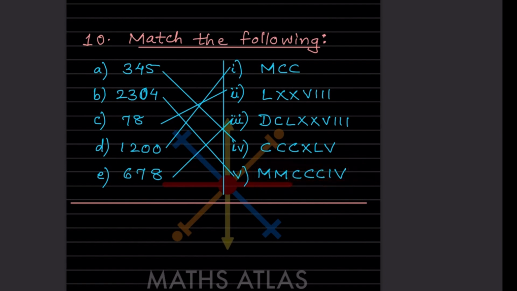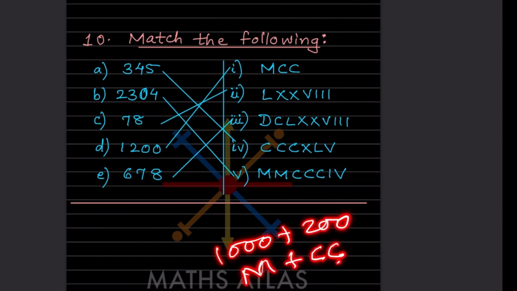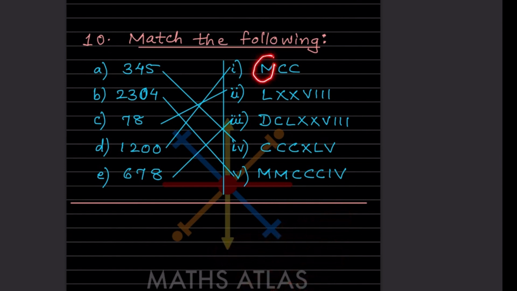Now 78. 70 is LXX. Okay, and 8 you know. So this is 70. Sorry, no, this is 70 and this is 8. Okay. Now 1200. 1200 means 1000 plus 200. So 1000 is M and 200 is CC. Okay. So what are you going to write here? MCC. Okay. So now here MCC is over here. That is for 1200.